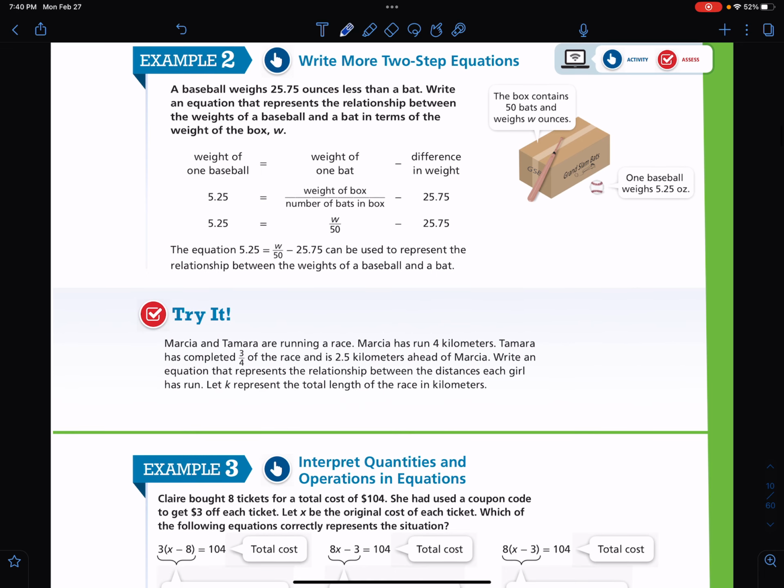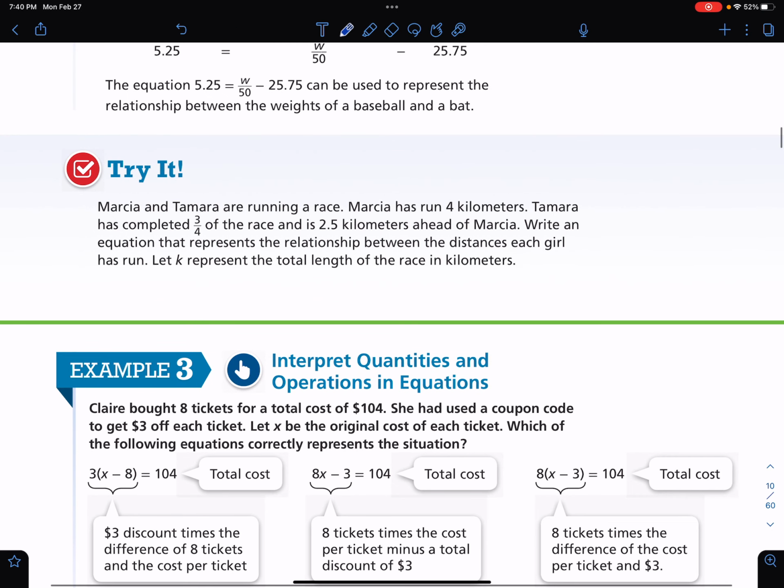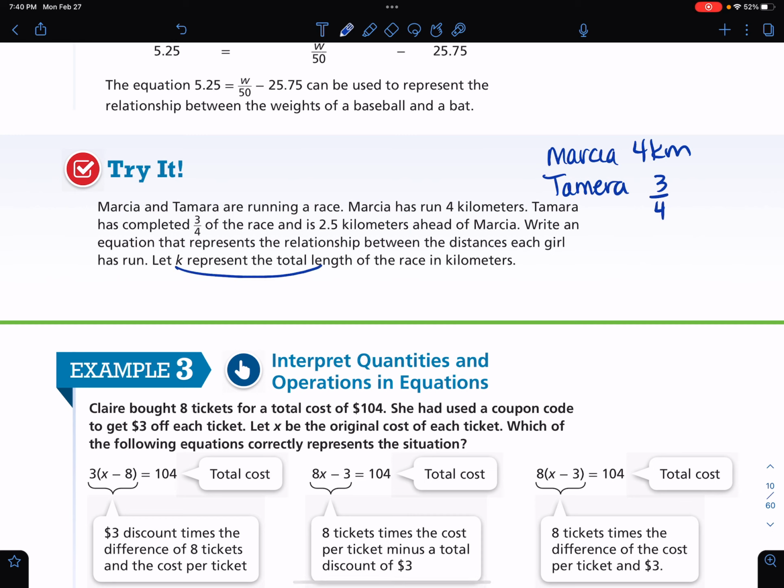Let's see if we can figure out the try it. Marcia and Tamara are running a race. Marcia has run 4 kilometers. Tamara has completed 3/4 of the race. And we do not know how long the race is, I'm guessing. So K is the total length of the race. 3/4 of the length of the race, and is 2.5 kilometers ahead of Marcia. Write an equation that represents the relationship between the distances each girl has run.